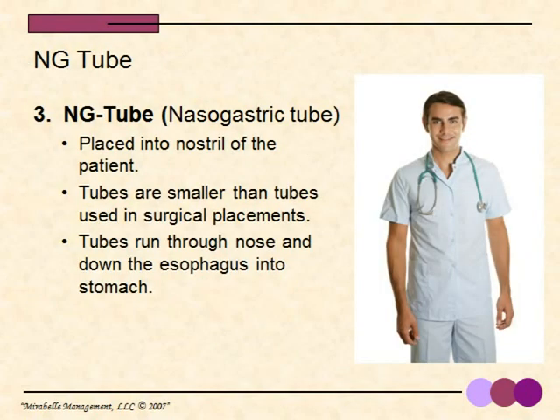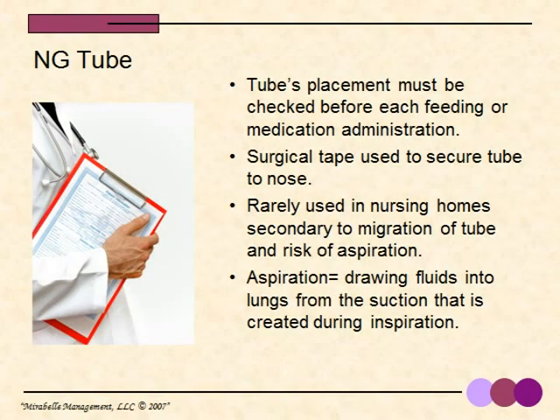A third type of tube is the NG tube or nasogastric tube, and this is placed into the nostril of the patient. The tubes used for NG tubes are smaller than the tubes used in surgical placements, and they run through the nose, down the esophagus, directly into the stomach. The tube's placement must be checked and adjusted before each feeding, and surgical tape is often used to secure the tube to the nose. The NG tubes are rarely used in nursing homes today due to the fact that the tube can move, and there's always the risk that contents from the stomach can be aspirated and go into the lungs.